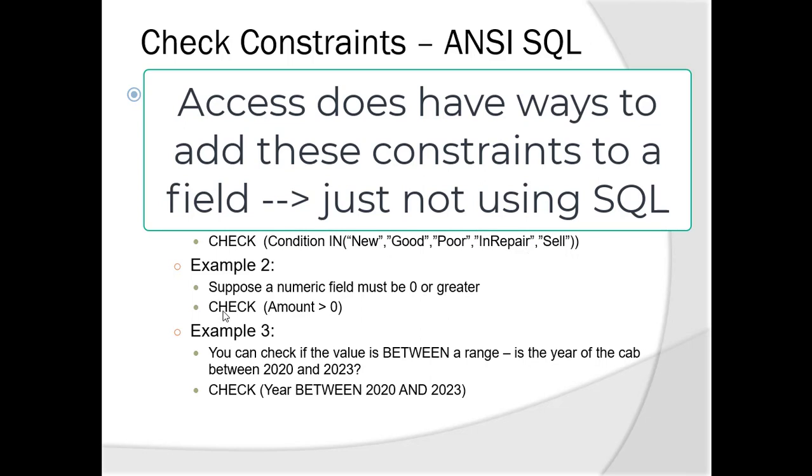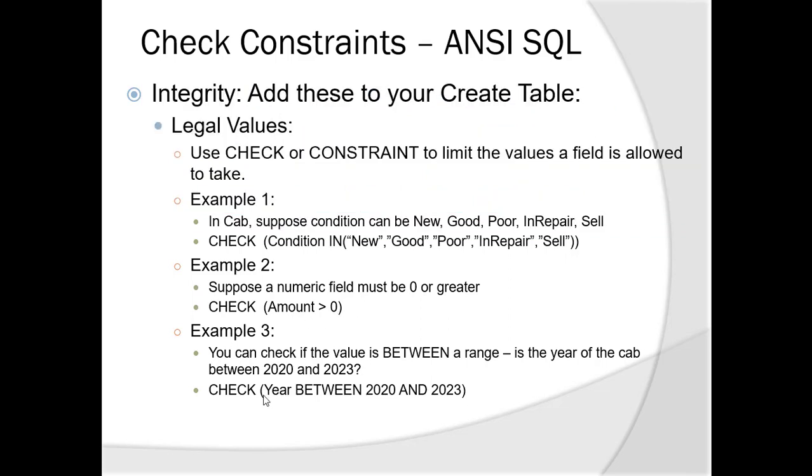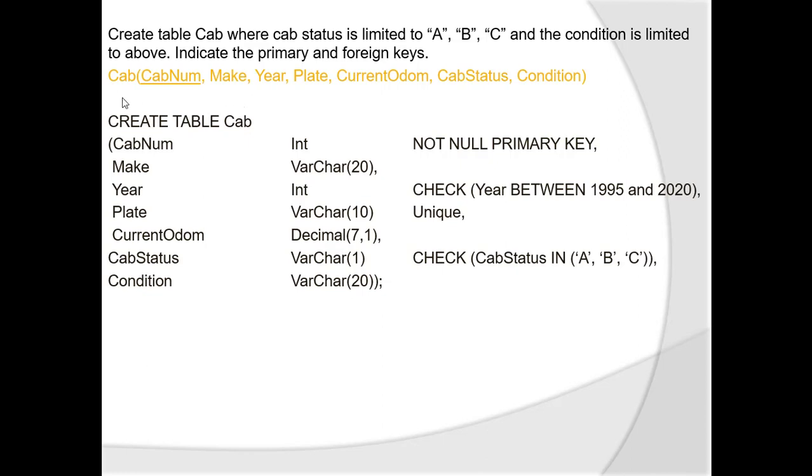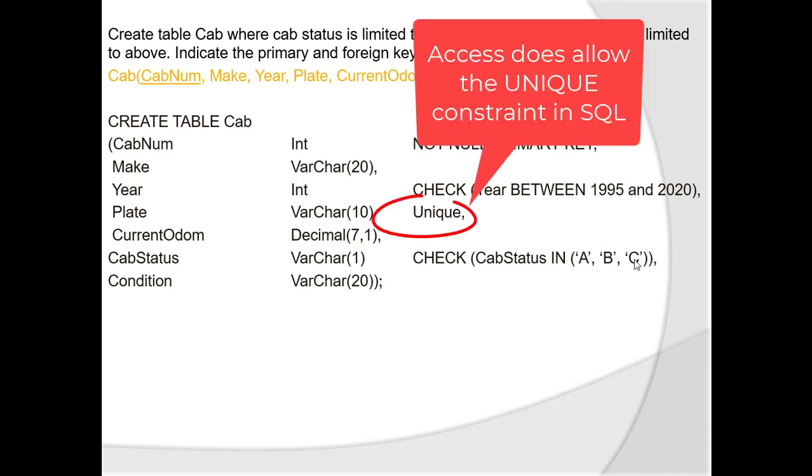This will not work. Here is a check constraint to make sure that the data input for amount is greater than 0. Another check constraint uses the between keyword. So perhaps the cab has a year field and the year field has to be between 2020 and 2023. Here is the SQL to create this cab with cab num as primary key. And there is my check constraint right here within the declaration of the year field. And here is my second check constraint. Evidently, cab status has to have either A, B, or C. I didn't do a check constraint for condition.